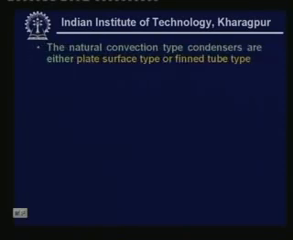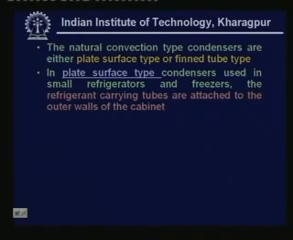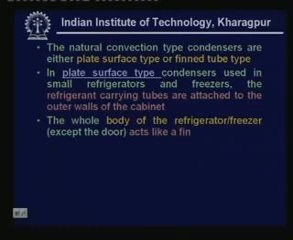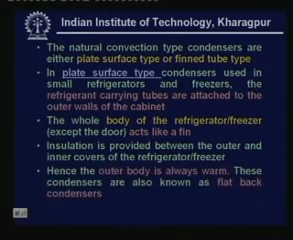The natural convection type condensers are either plate surface type or fin tube type. That means, based on the construction, you can again classify the natural convection type condensers as plate surface type or fin tube type. Plate surface type condensers are mainly used in small refrigerators and freezers. The refrigerant carrying tubes are attached to the outer walls of the cabinet. The whole body of the refrigerator or freezer except the door acts like a fin, and insulation is provided between the outer and inner covers of the refrigerator. Hence, the outer body is always warm. These condensers are also known as flat back condensers. Let me show a picture of this.